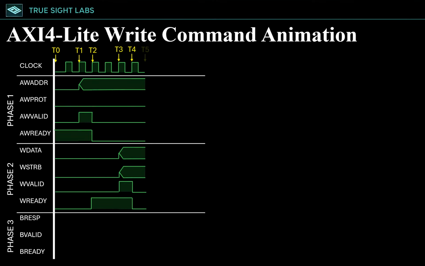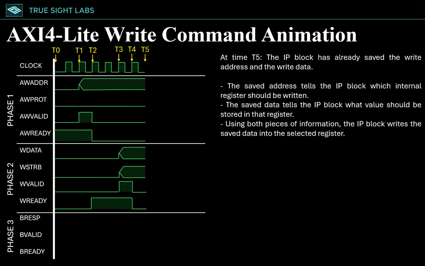At time t5, the IP block has already saved the write address and the write data. The saved address tells the IP block which internal register should be written into. The saved data tells the IP block what value should be stored in that register. Using both pieces of information, the IP block writes the saved data into the selected register.